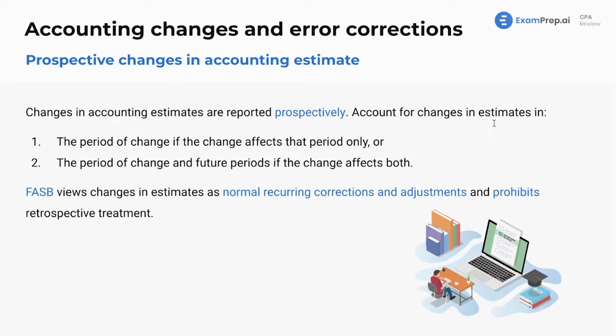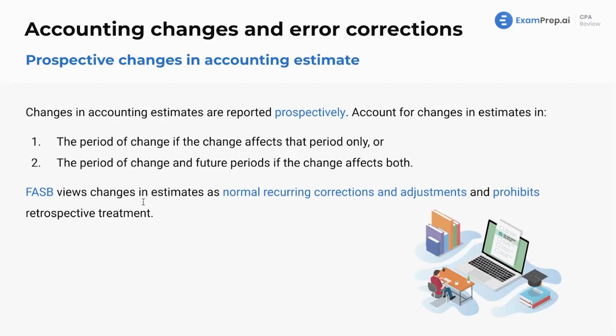So account for changes in estimates in the period of change if the change affects that period only. So if it's just an estimate that affects this period only, then do it for just this period. The period of change and future periods if the change affects both. If your estimate is that you are going to pay $1 million in lawsuit liabilities every single year, and you had it at 500 before, well, now you have to change those future periods.